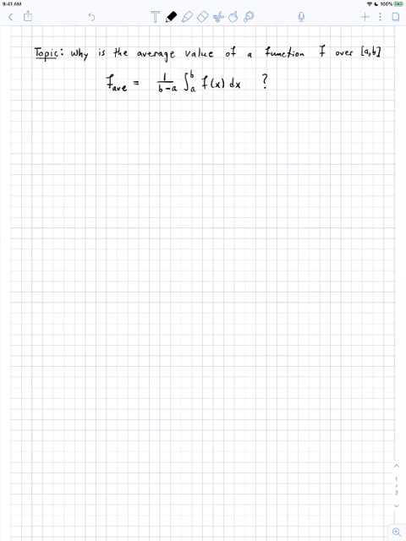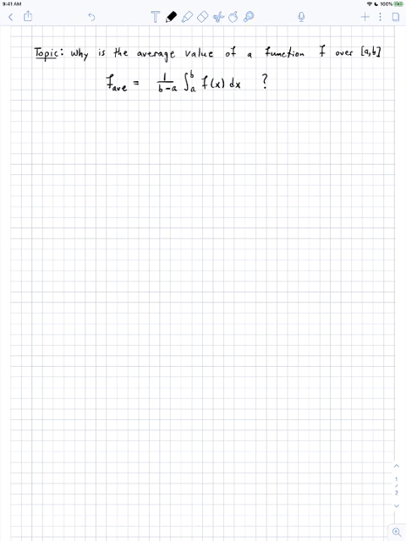In this video, we're going to answer a question. If you have a function f over ab, why is it that the average value of that function is defined the way that it is? The definition that we have is given by this integral. The average value of f over the interval ab is defined to be 1 over the length of the interval times the integral from a to b of f of x dx. But why is the average value defined in this way?